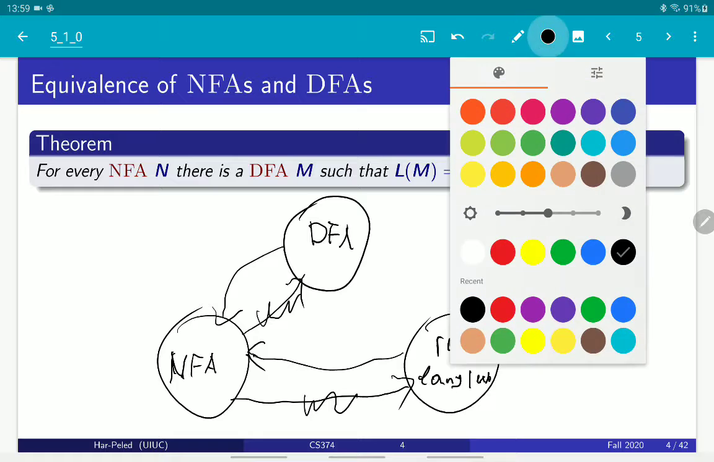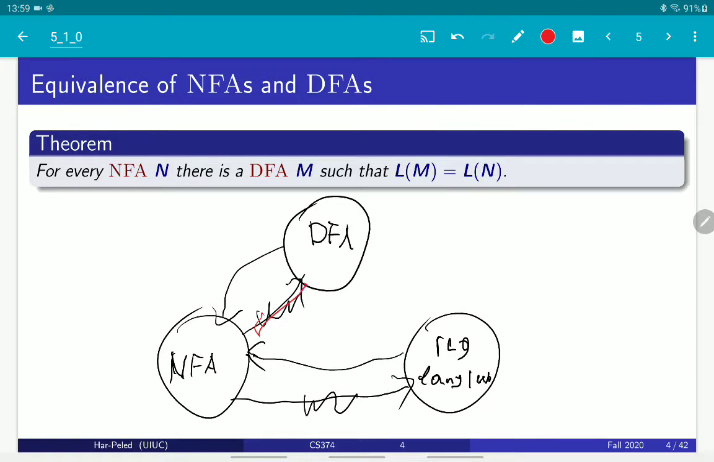So I'm using maybe a different color. Once we prove those two red reductions, we get that those three representations are equivalent. Given a representation in one form, we will get the other. Okay.